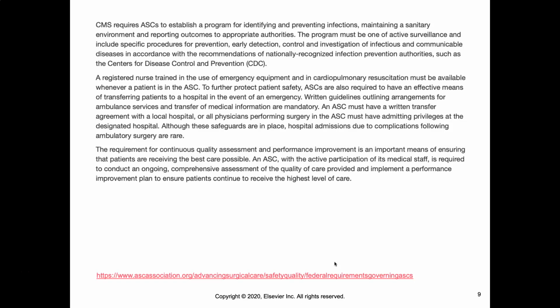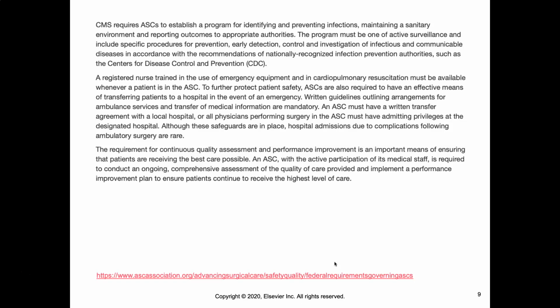They have to have an effective means of transferring patients to a hospital in the event of emergency. If something does go wrong, they have to have a plan and an agreement in place of, do they call the local EMS? How do they get their patients back to a hospital? How is it done quickly?